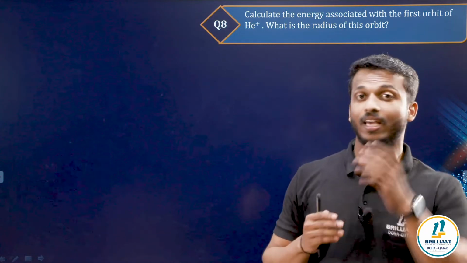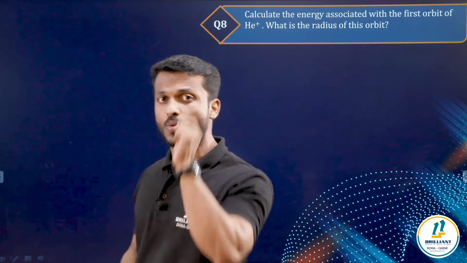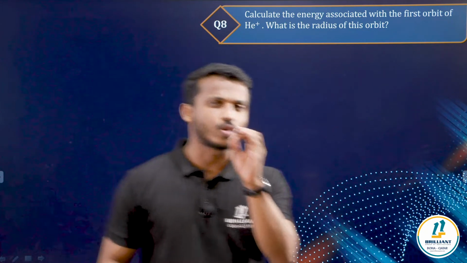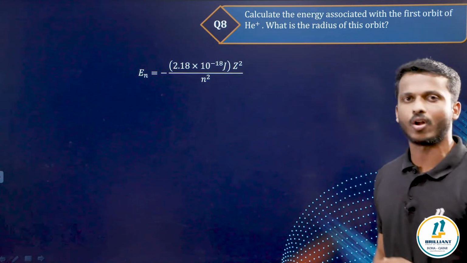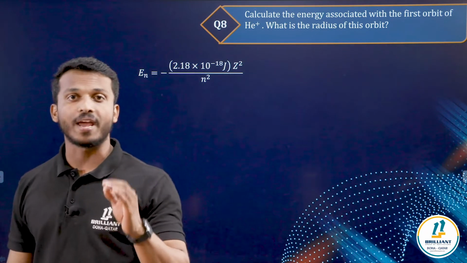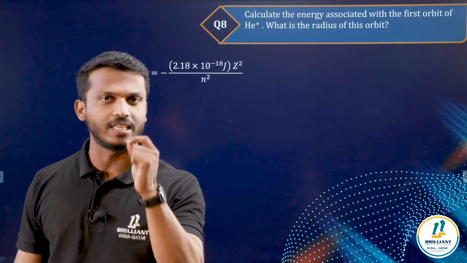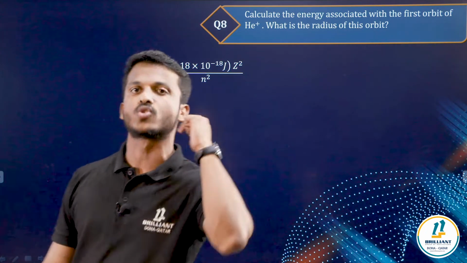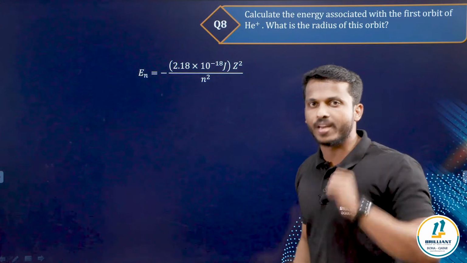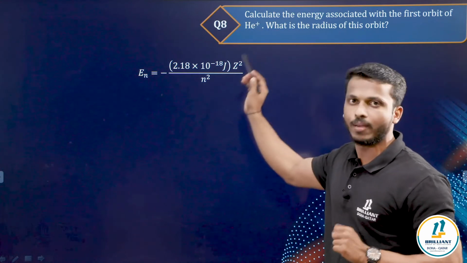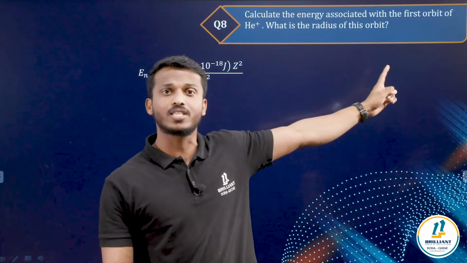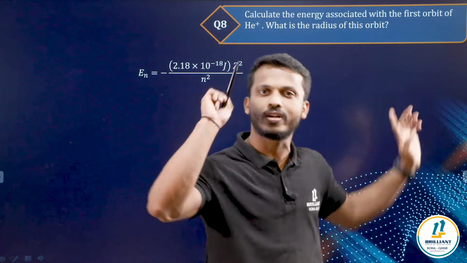In the previous question we calculated the energy difference between two levels, delta E. Here they are not asking that. Here they are asking the energy of a particular orbit. What is the equation to calculate the energy of a particular orbit? Energy of nth orbit is equal to minus 2.18 into 10 to the power minus 18 Z square by N square, in terms of joule. Z is the atomic number of the element, which for helium is 2. And N is the energy level. They are asking the energy of the first orbit, so N is equal to 1.